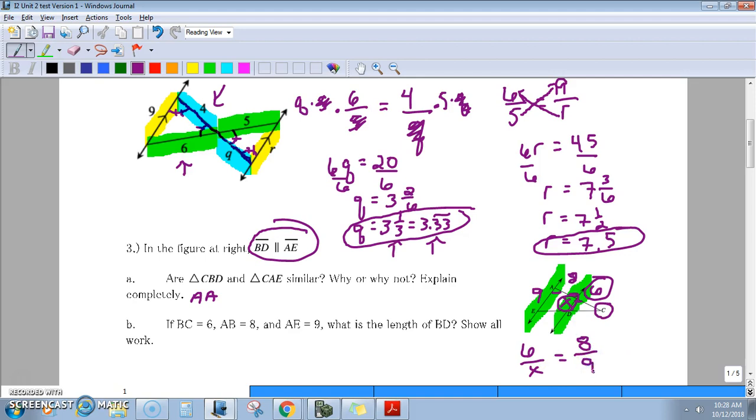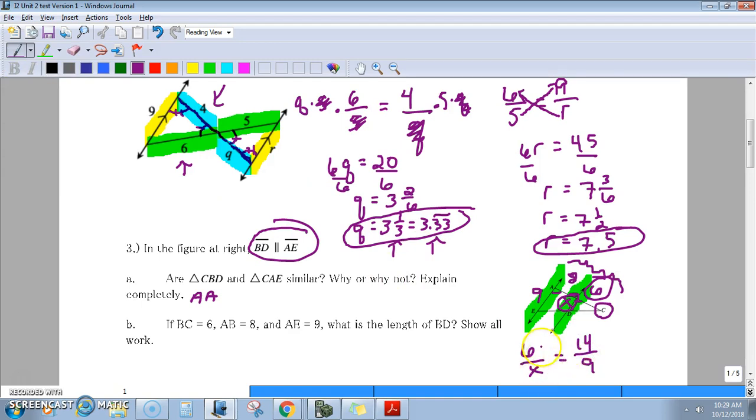But the test doesn't understand that you know better than that and that you've learned better than that. When we're talking about the larger triangle, 8 is not the side length of the larger triangle. The side length of the larger triangle is 8 plus 6. So it's not 8 on the numerator, it's actually 8 plus 6, which is 14.